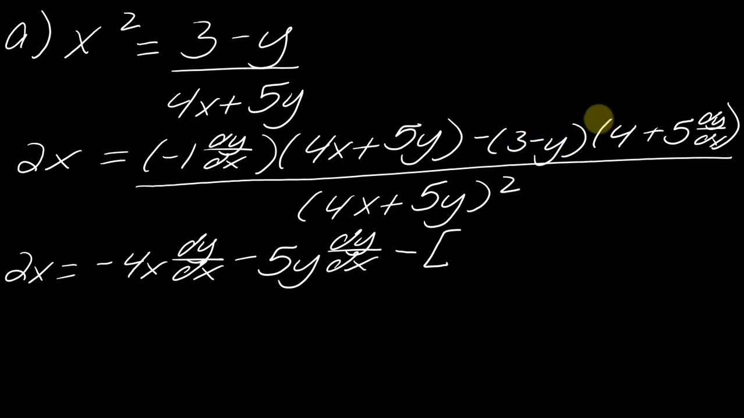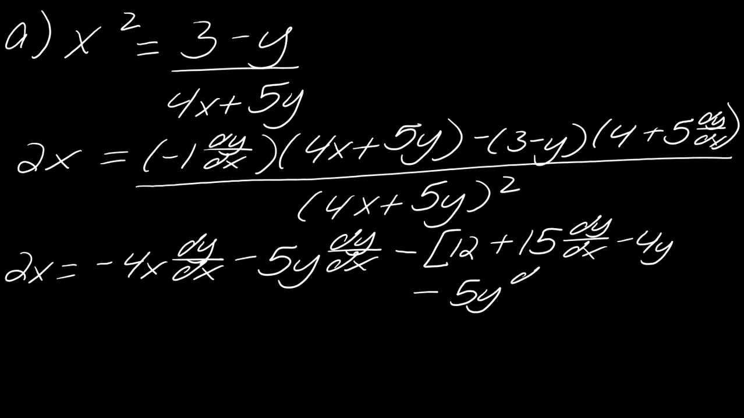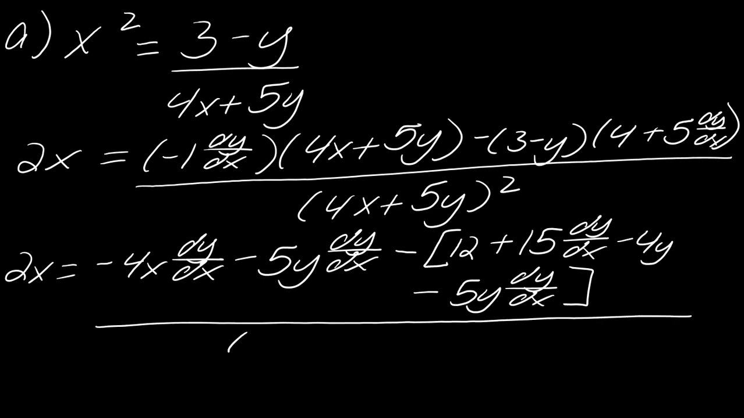Okay, so I've got 3 times 4 is 12. 3 times 5 dy/dx is going to be 15 dy/dx minus 4y, and then all of this minus 5y dy/dx. And now notice I've still got to distribute the negatives. So let's just keep going with this. And all of this is still divided by 4x plus 5y squared.